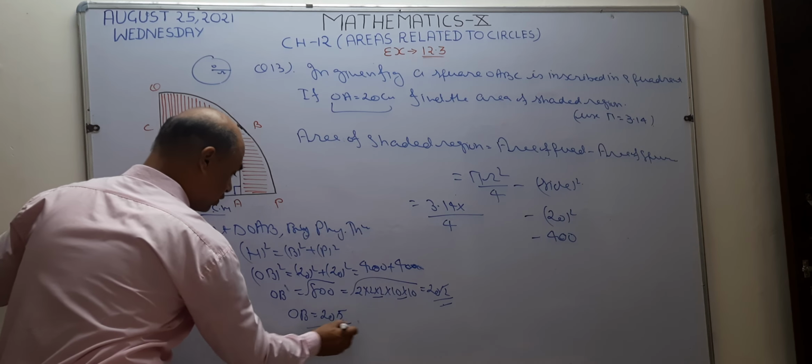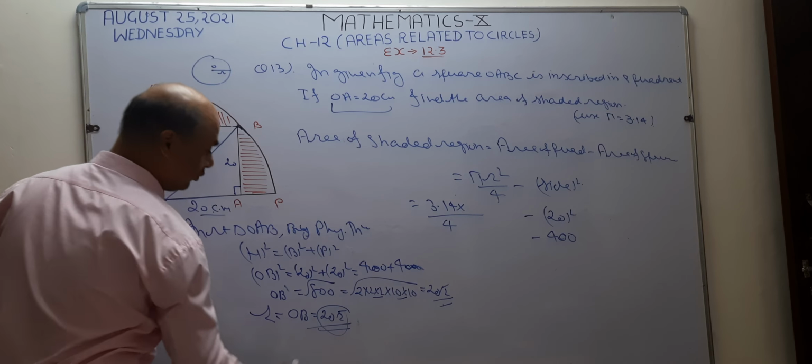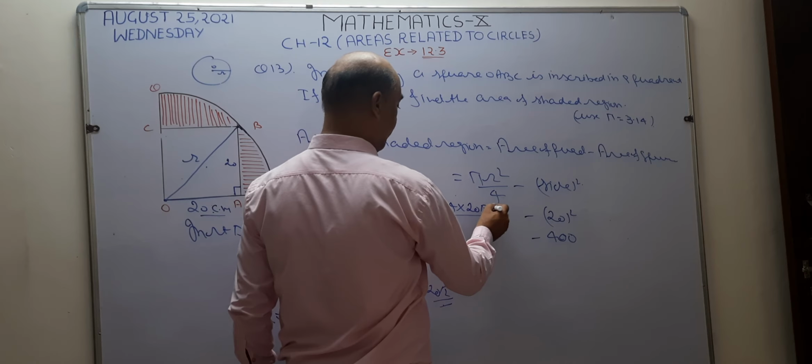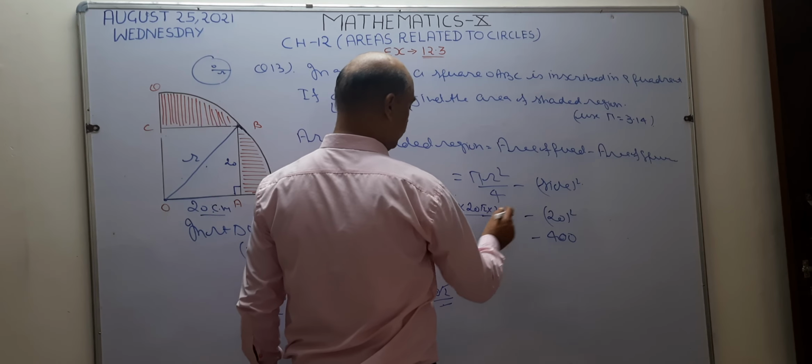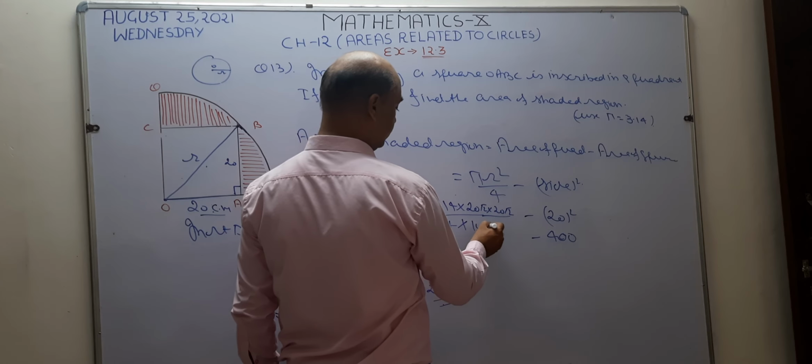Length of OB is also known as radius of the circle. So write here R. So your R becomes 20 root 2. So instead of R square, I want to write here 20 root 2 and 20 root 2. Okay, when you want to remove this point, so 100 is there.